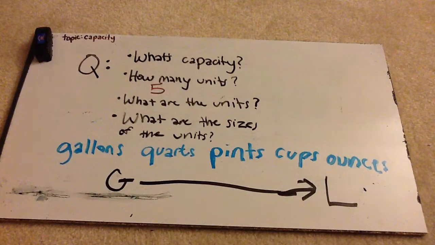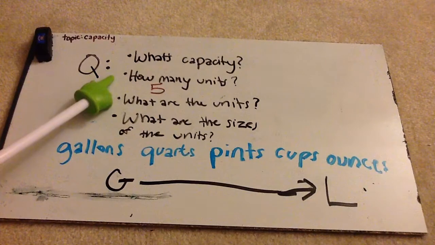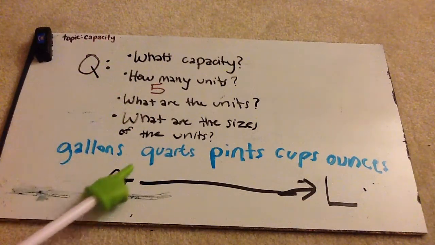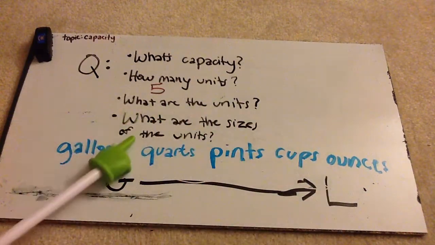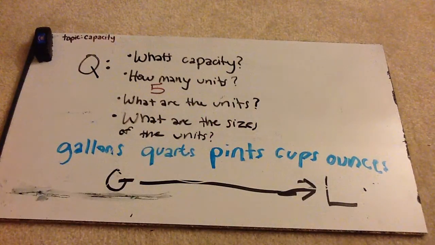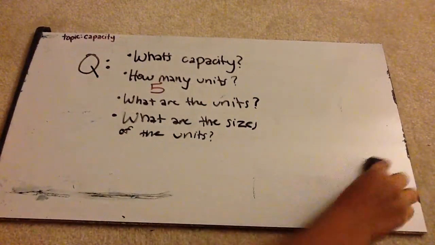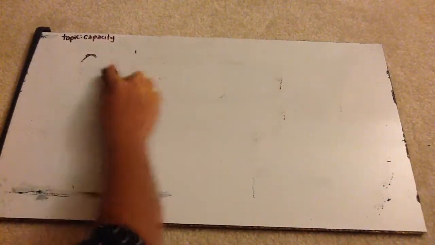Okay, so we figured out what capacity is. We figured out how many units there are. We figured out what the units are. Now we need to figure out what the sizes of the units are. So I'm just going to erase the board. Okay, what are the sizes? So we saw that it was greatest to least, so we know basically the sizes.